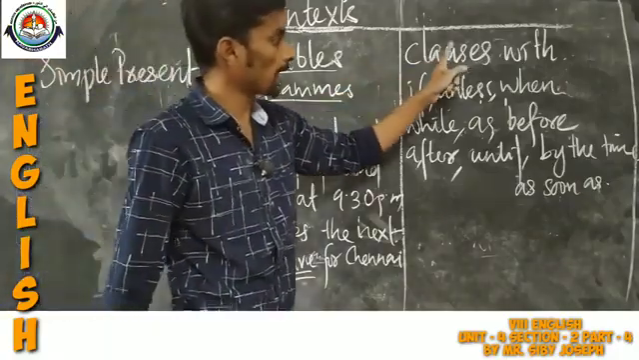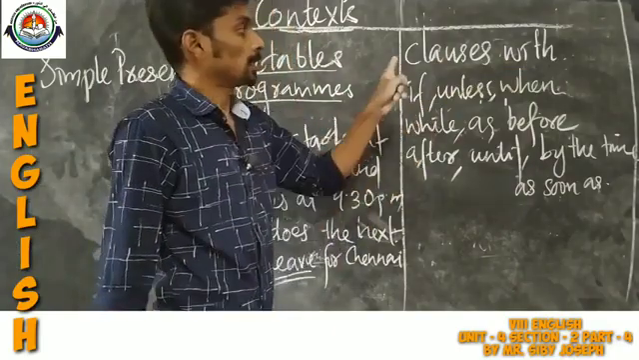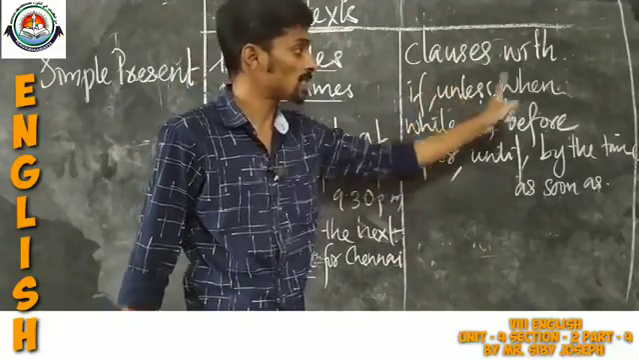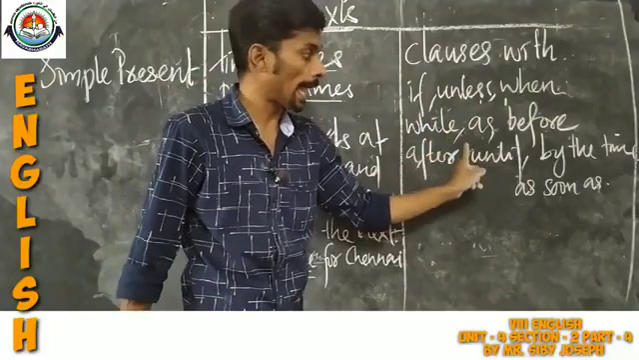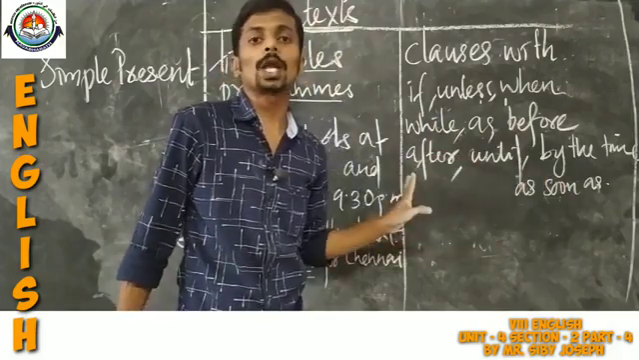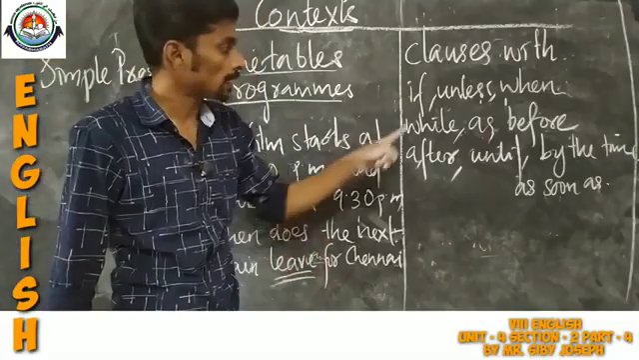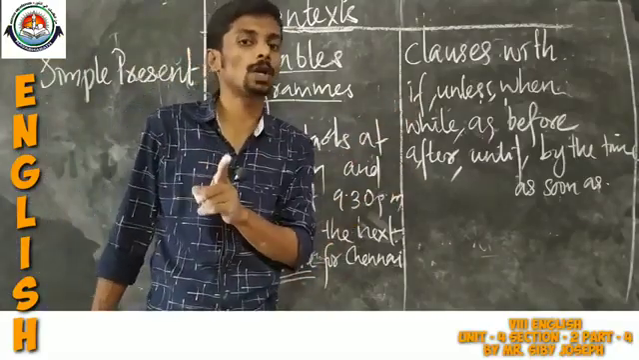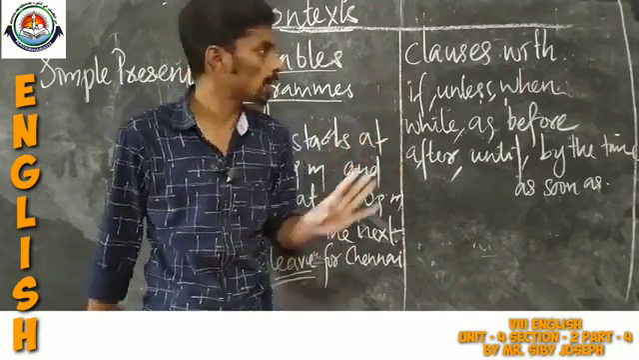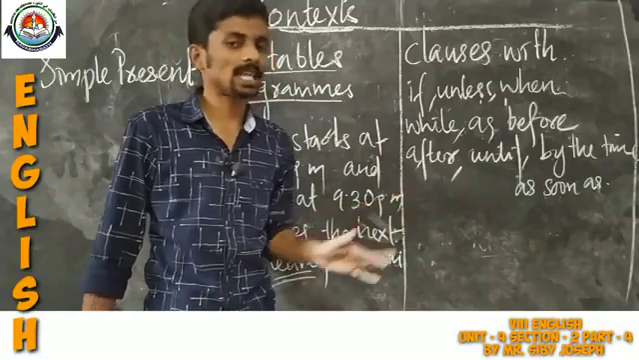Coming back to this one, clauses with if. If you are writing a sentence, especially having clauses with if, unless, when, while, as, before, after, until, by the time, as soon as, you can also use simple present with a future meaning. And you have to remember that this particular rule is not included in your textbook. So you have to write this rule in your notebook and be aware of the application of this rule. Now look at the example.